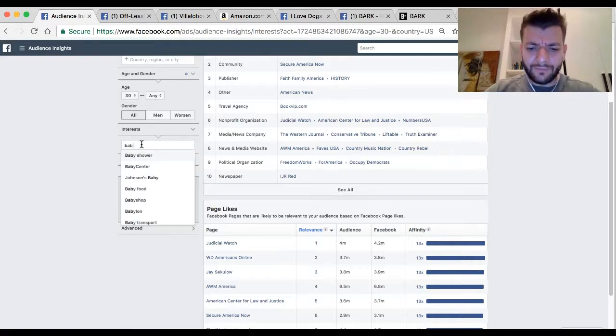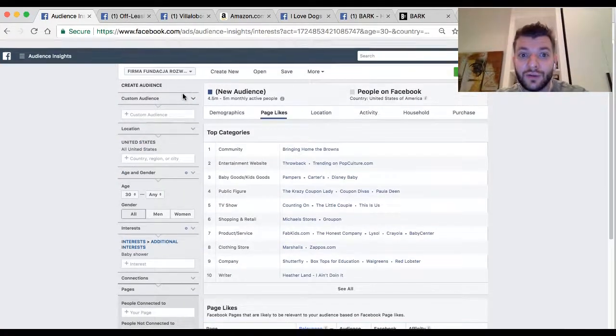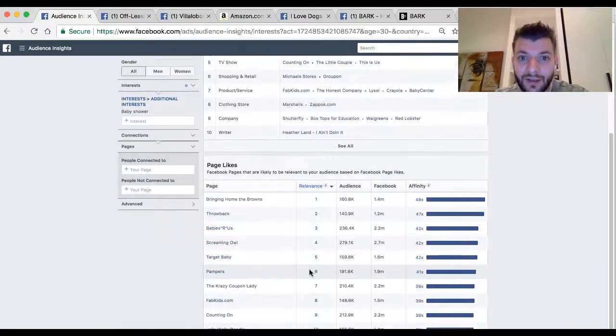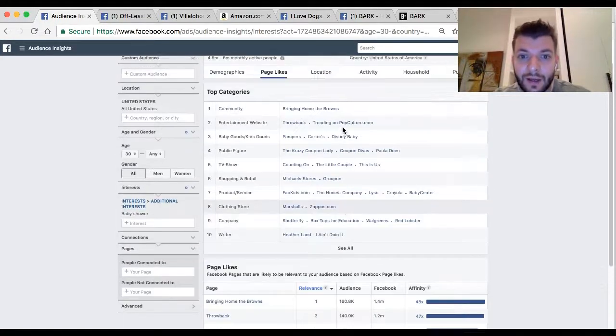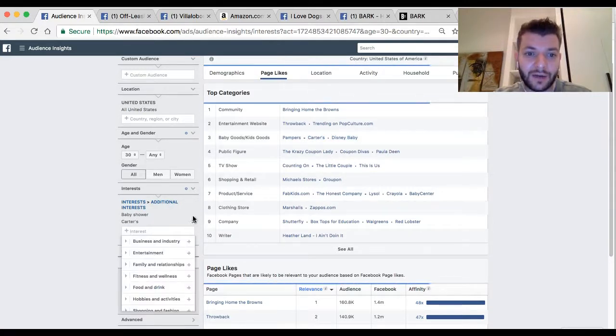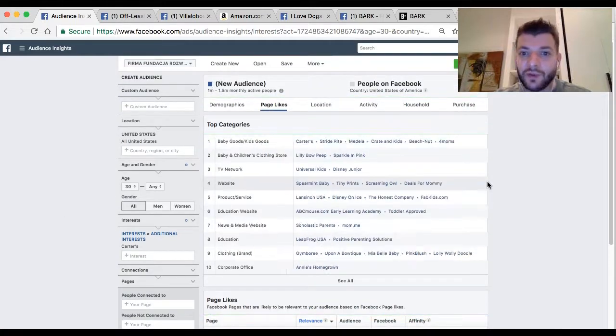And if you don't have that idea, you can just start very wide, like baby shower. People who are interested in baby shower are likely to be interested in your stuff as well. So you can see here some of the ideas of also brands. Is it like Disney Baby, Carter's, Pampers? You can see how that relates, Carter's baby clothing, right? So how that relates to your specific niche.